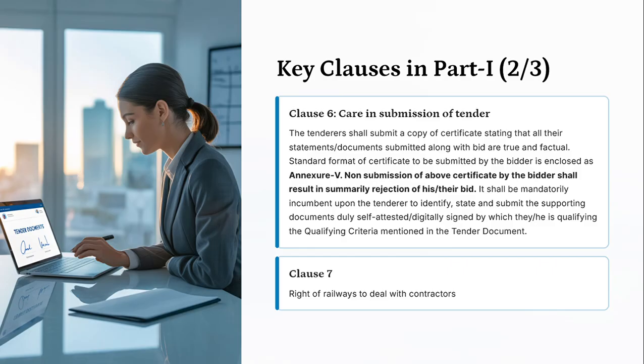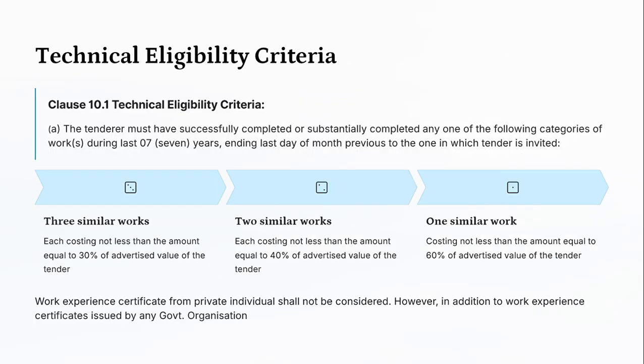However, Annexure 5A for partnership firms and joint ventures is required to be submitted by each individual member. It shall be mandatorily incumbent upon the tenderer to identify, state and submit the supporting documents, duly self-attested and digitally signed, by which he is qualifying the qualifying criteria mentioned in the tender document. Clause 7, right of railways to deal with contractors. How the railway will deal is only the right of the railways.